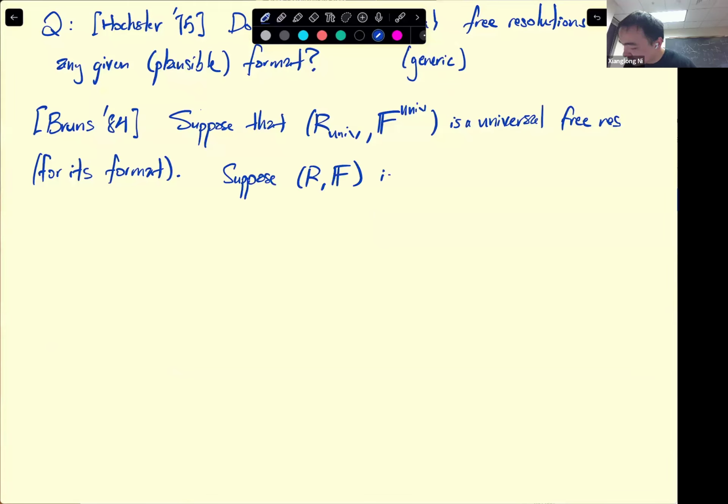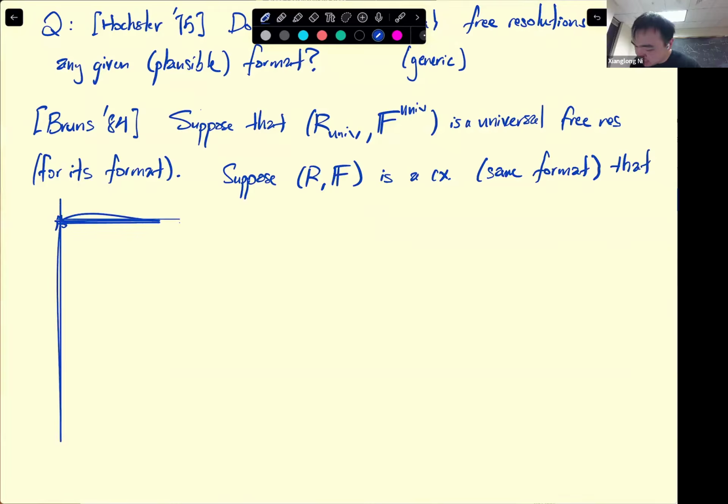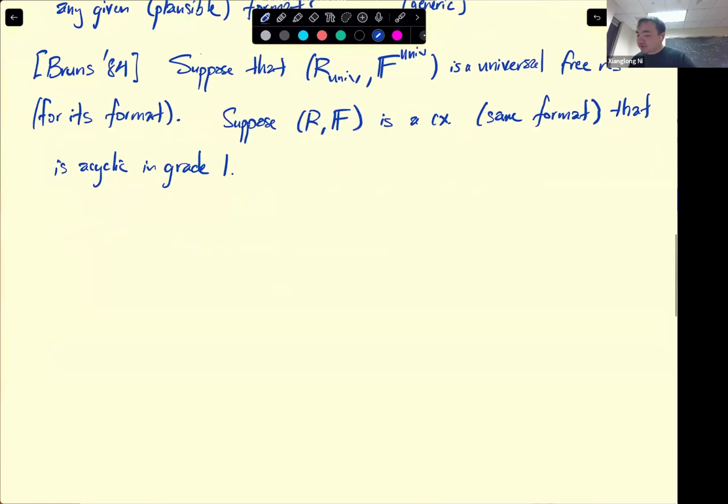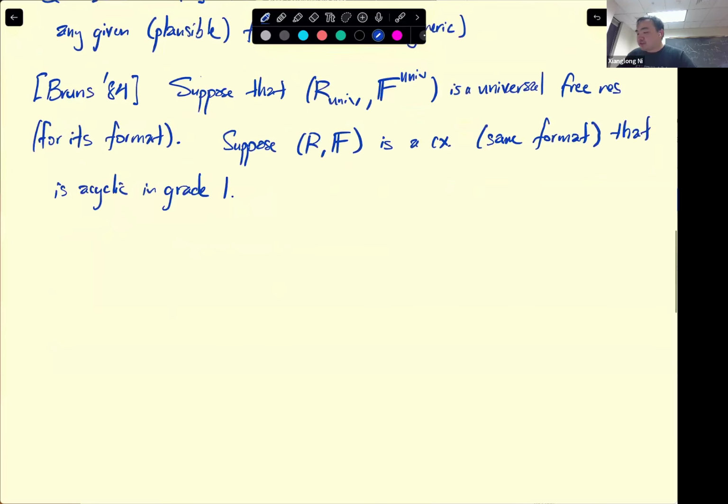F is a complex with the same format that is acyclic in grade 1. And when I say something is true in grade 1, I mean it's true localized on any prime of grade at most 1. Or more generally, acyclic in grade c will mean a similar thing. So what Bruns showed is that, in fact, there must already be a map from this universal ring to R, specializing F universal to F.